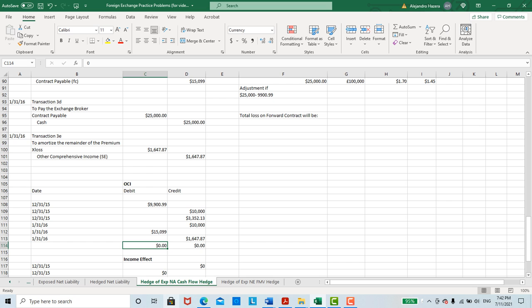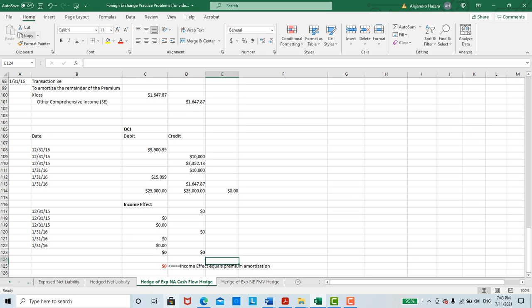Okay, so let me just check this. This is adding 25, and it looks like this. So if you sum these up, you will see that they both add up to 25,000, and the impact on OCI is 0.